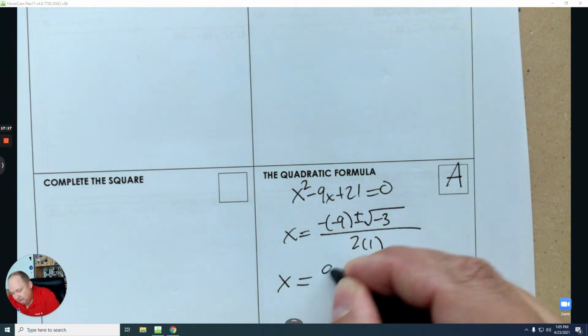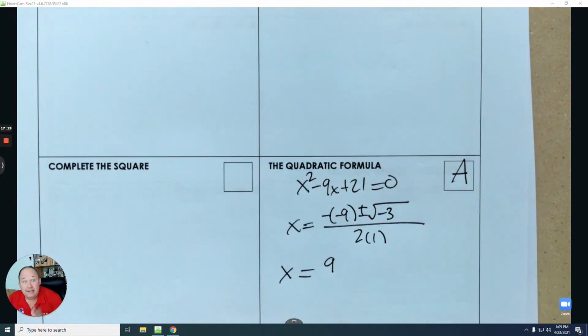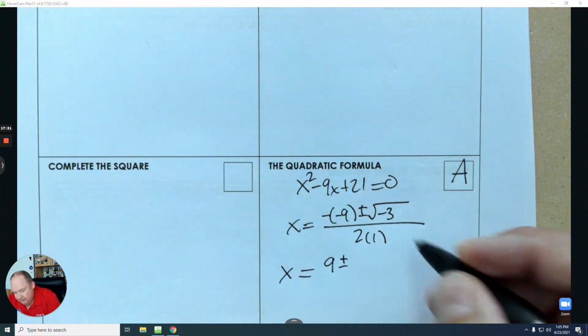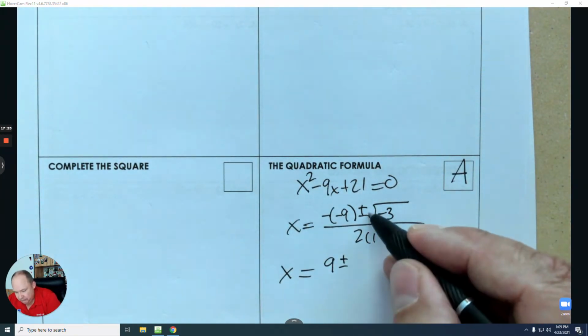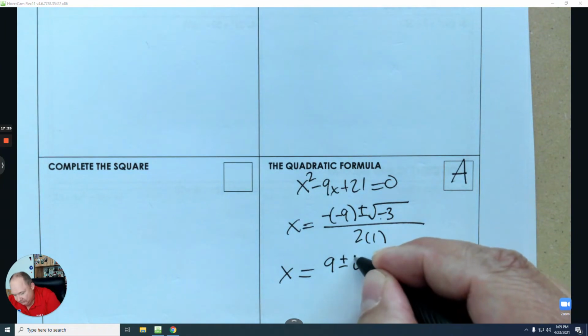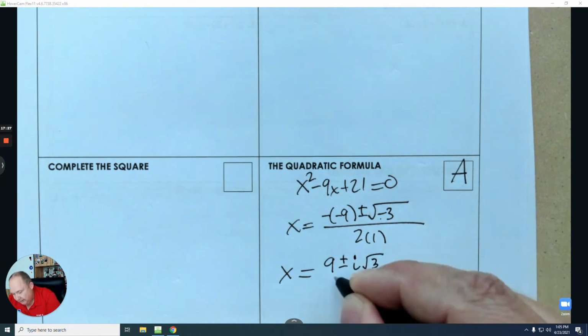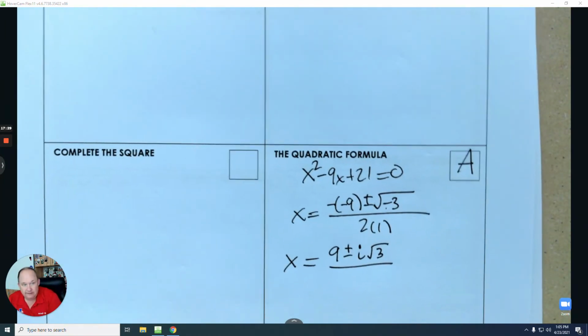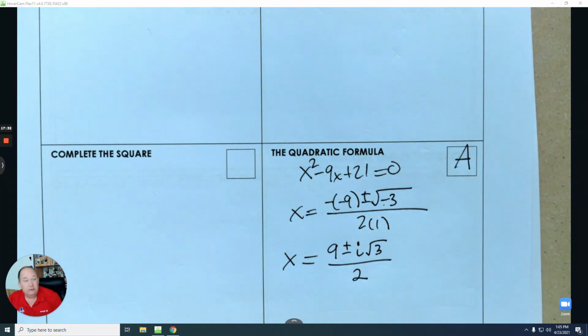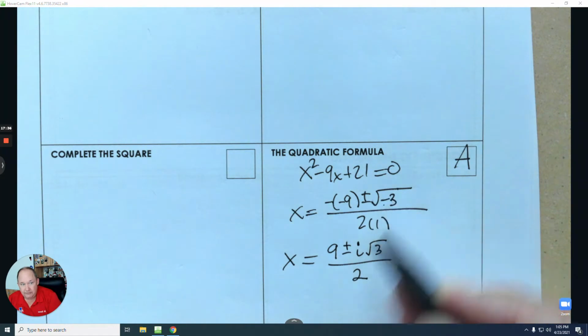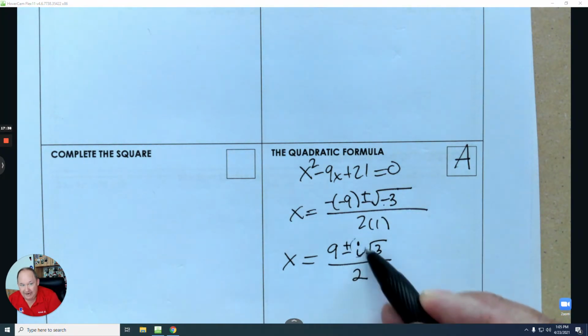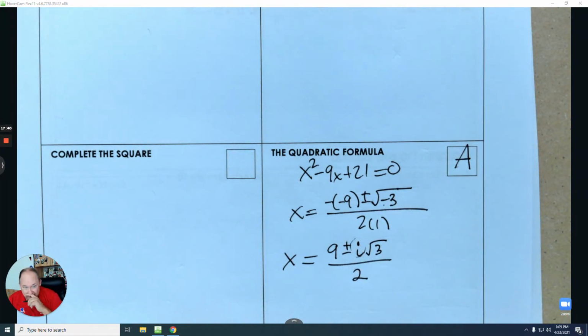And then I'm going to simplify it. So a negative times a negative is +9. The square root of -3, well, the square root of a negative number is imaginary, and the square root of 3 is irrational, so it's going to stay there. And then 2 times 1 is 2, and you have your solution. So recognize the square root of a negative number is going to require this symbol here, i, which represents imaginary.